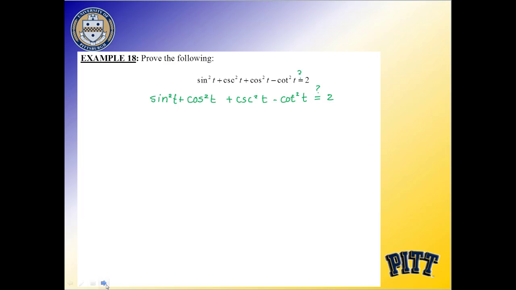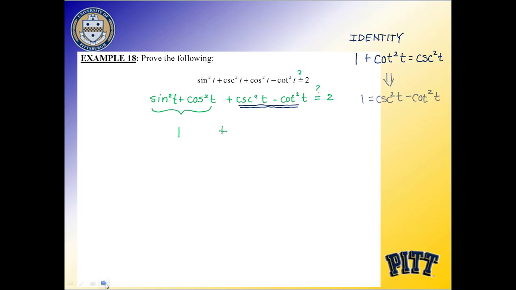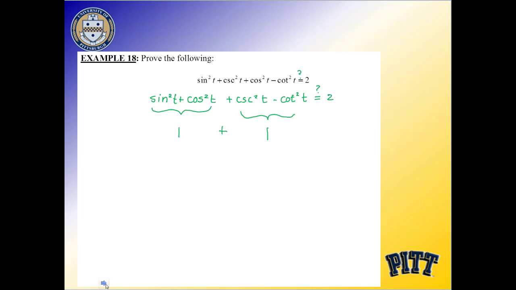I know from the previous Pythagorean identity that sine squared t plus cosine squared t equals 1. I don't have an identity for cosecant squared t minus cotangent squared t written as such, but I do know there's an identity that says that 1 plus the cotangent squared t equals cosecant squared t. And if I rearrange that identity a little bit, subtracting cotangent squared t from both sides, because that's the subtraction property of equality, I get that cosecant squared t minus cotangent squared t would also equal 1. So I can replace this with a 1 over here. And of course, 1 plus 1 does equal 2.